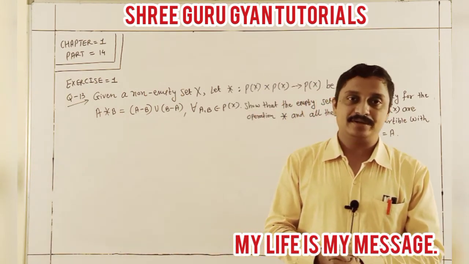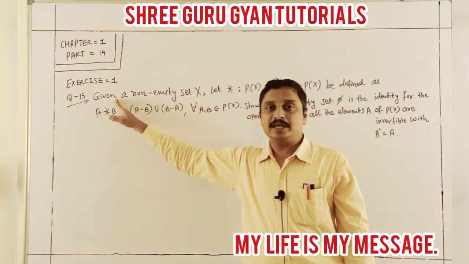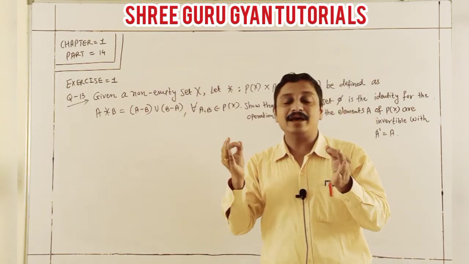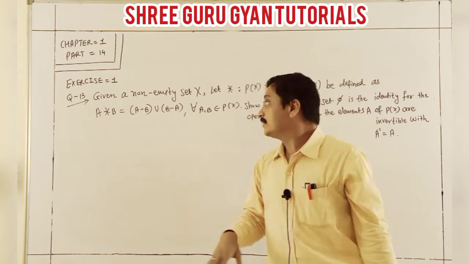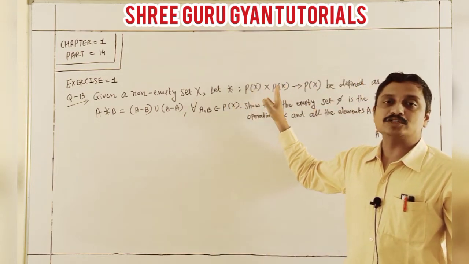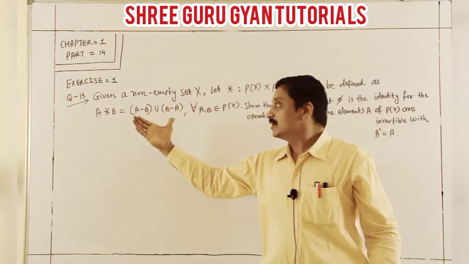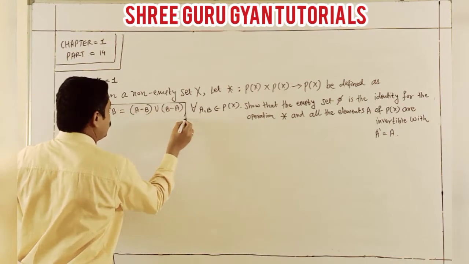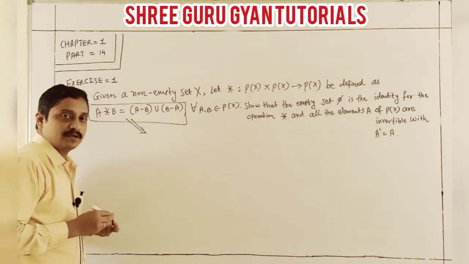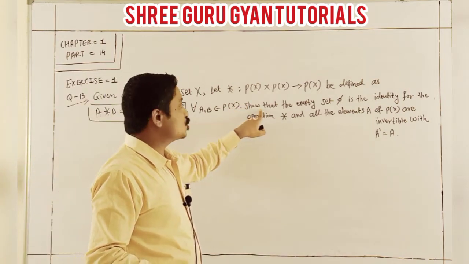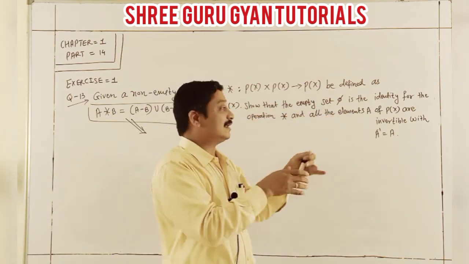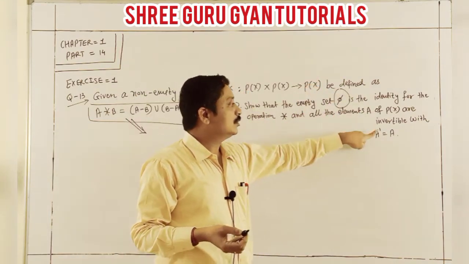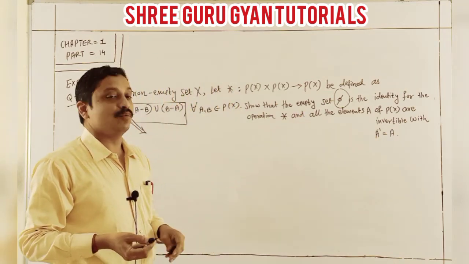Exercise 1, question 13. Given a non-empty set X, non-empty means it has some elements, it is not a null set, and a binary operation on P(X) × P(X) to P(X) defined as A binary B equals (A minus B) union (B minus A), for A, B belonging to P(X). Show that the null set is the identity for the binary operation, and prove that A inverse equals A, that is, it is invertible.